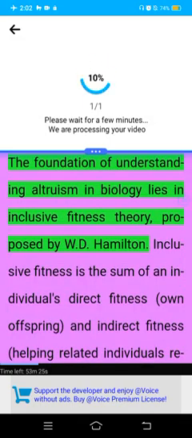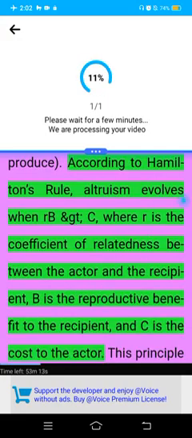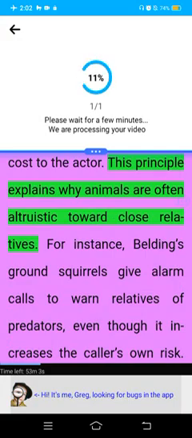The foundation of understanding altruism in biology lies in inclusive fitness theory, proposed by W. D. Hamilton. Inclusive fitness is the sum of an individual's direct fitness, its own offspring, and indirect fitness, helping related individuals reproduce. According to Hamilton's rule, altruism evolves when r times b is greater than c, where r is the coefficient of relatedness between the actor and the recipient, b is the reproductive benefit to the recipient, and c is the cost to the actor. This principle explains why animals are often altruistic toward close relatives.